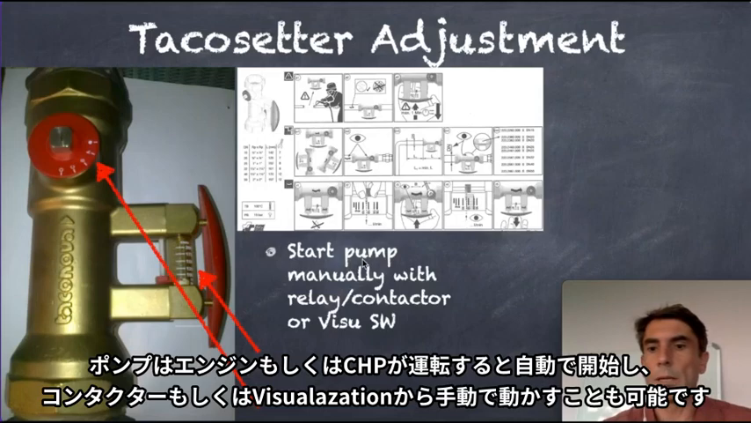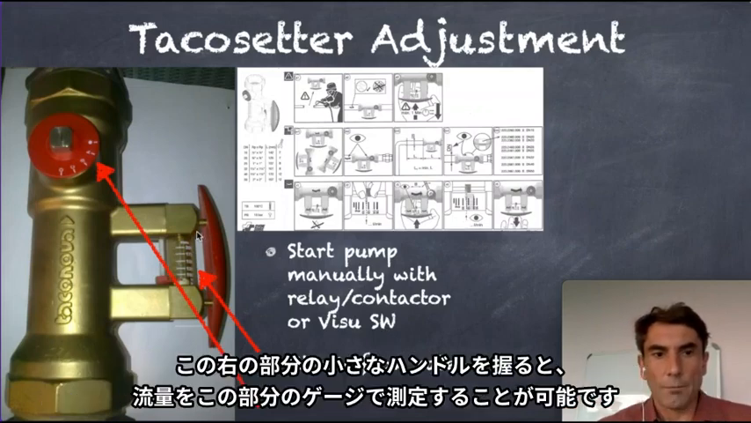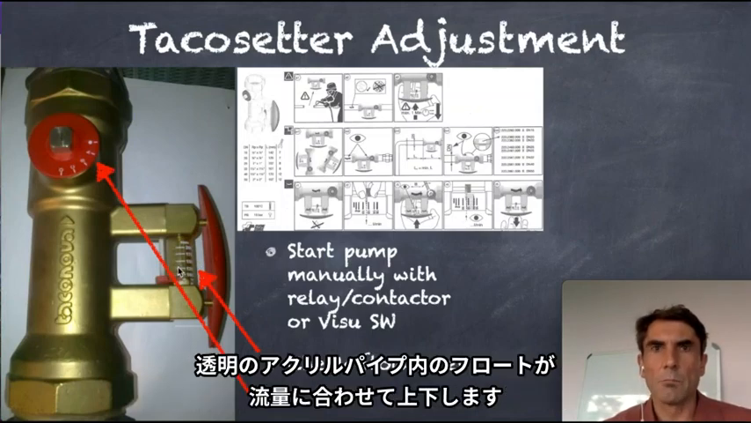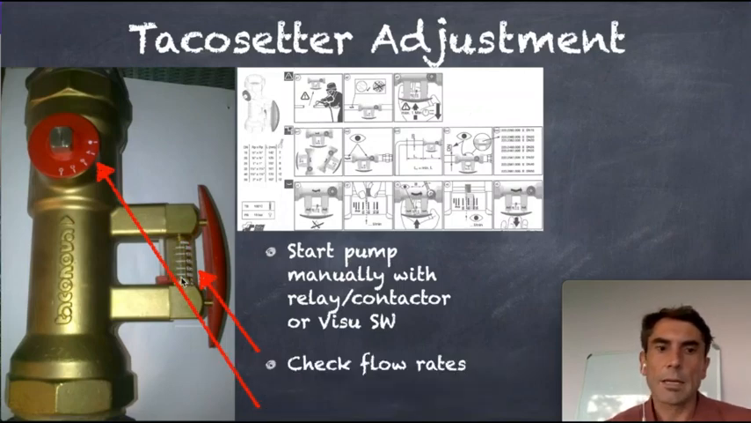So the water pump can either run if the engine or the CHP is operating, or we can start the pump manually, either with the rail or the connector, or via the visualization software. With this small tube, if we press the red handle here, we can measure the flow rate. We will see then a white thin plate inside, which is floating to a level here on the scaling. And there it shows how much flow rate we have running through the tacho setter.